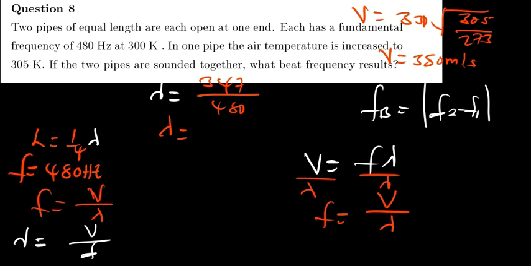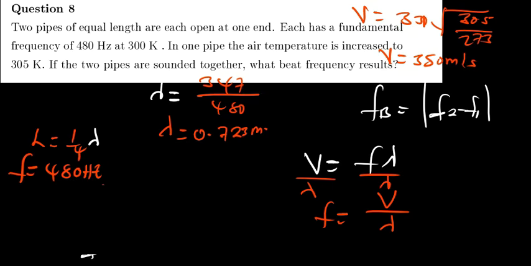347 divided by 480, I'm getting my lambda to be 0.723 meters. Now that I have my lambda, I can go ahead and find the length. This frequency which we have, we will call frequency 1. But even if you swap them, you still end up with the same answer.